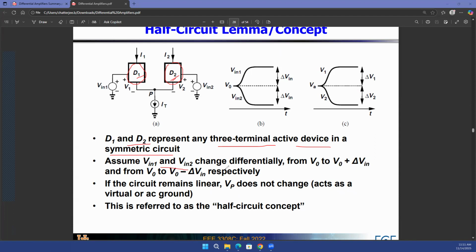So if Vin1 and Vin2 are changing differentially, from V0 to V0 plus delta Vin and V0 to V0 minus delta Vin, and if the circuit remains linear, that means the circuit remains in saturation. What does linear mean? You know that linearity means that your output and input are represented with a straight line. I didn't draw a straight line, but let's say I had drawn one, maybe something like this. So you have your Vout and you have your Vin. If your output and input are related by this straight line, then you say that the circuit is linear.